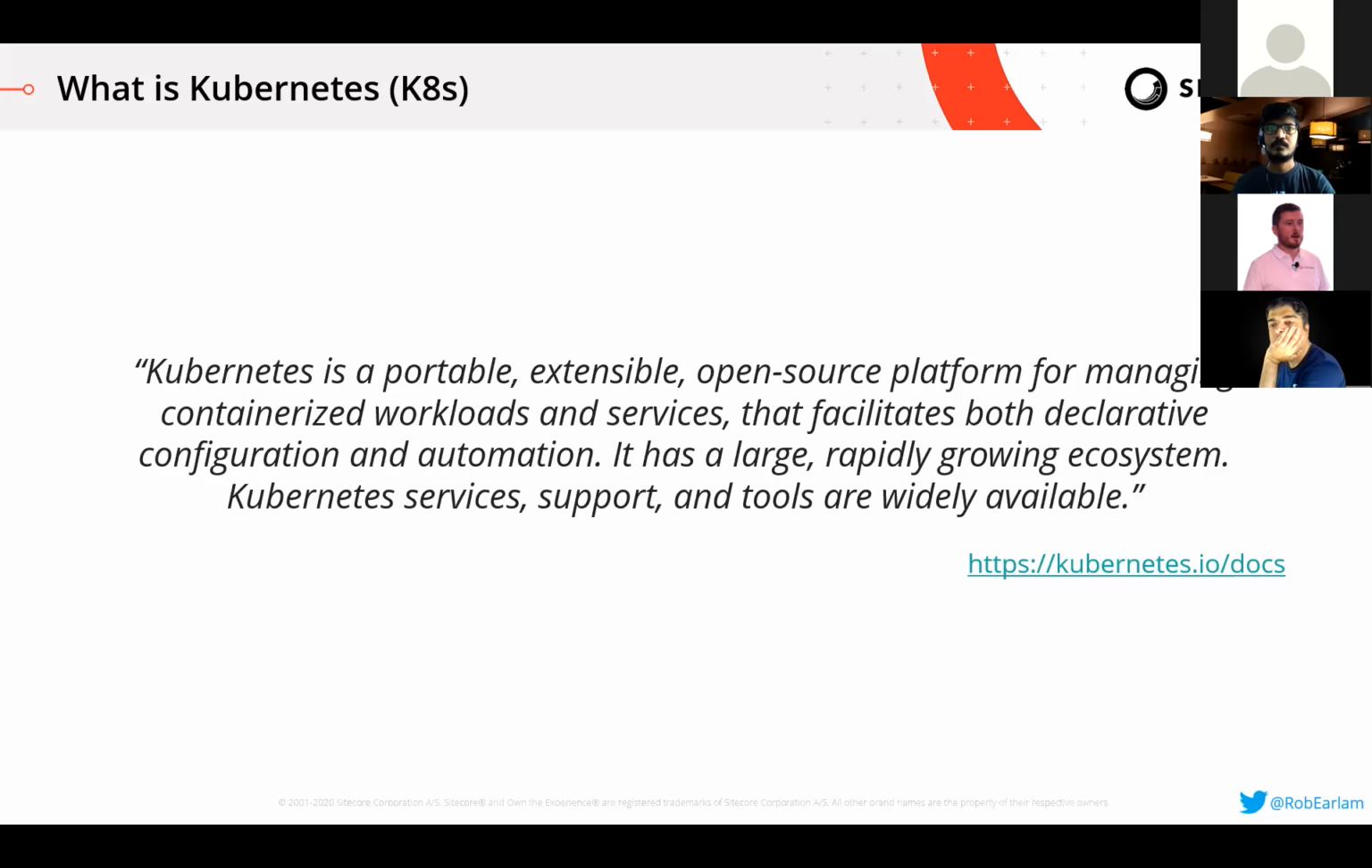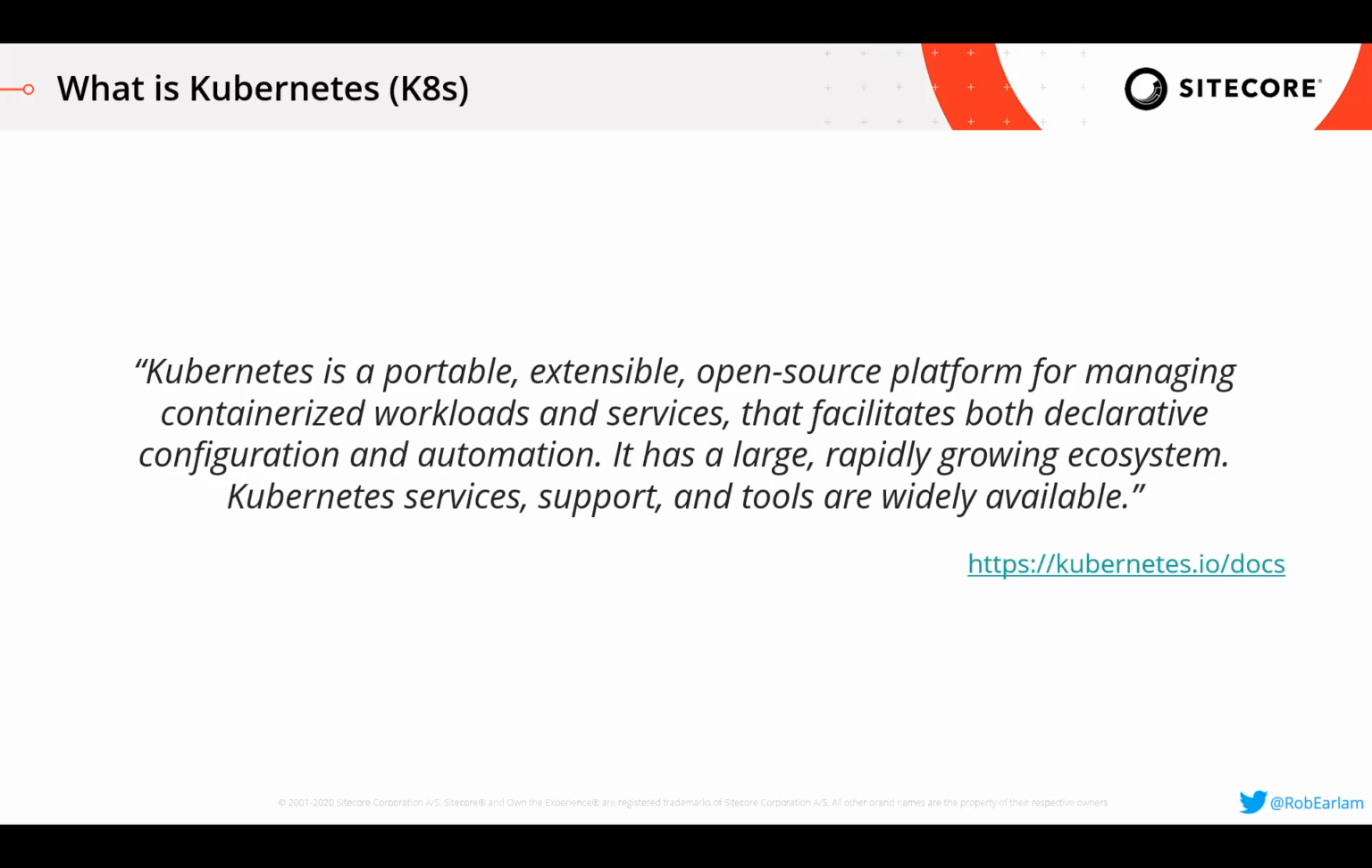If you go to the Kubernetes documentation site, this is the explanation of what Kubernetes is. They describe it as a portable, extensible, open source platform for managing containerized workloads and services. It facilitates both declarative configuration and automation, and has a large, rapidly growing ecosystem. Kubernetes services, support and tools are widely available. It was originally open sourced by Google in around 2014, I think it was. And you may sometimes see the name Kubernetes written as K8S, as it is in the header here. It might look a bit strange at first, but that's purely because Kubernetes is quite a long name, and there are 8 characters in between the K and the S, which is how they came up with that abbreviation.